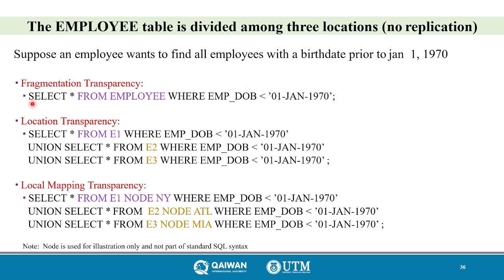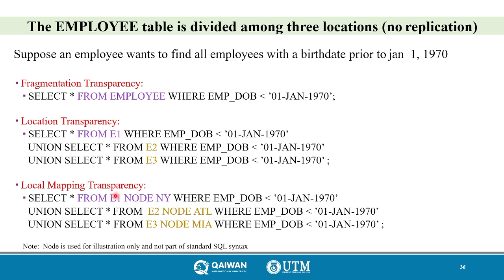Now you can see just normal SQL syntax without anything special. Now the location transparency. Select all from E1 where employee date of birth is this, union select all from E2 where employee date of birth is this, and union select all from E3 where the employee date of birth is 1st of Jan 1970.